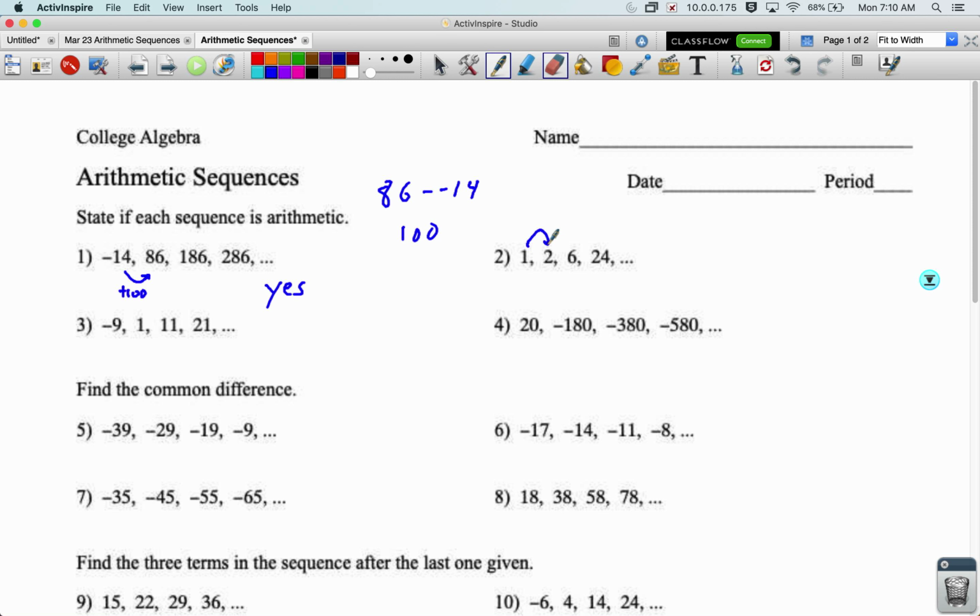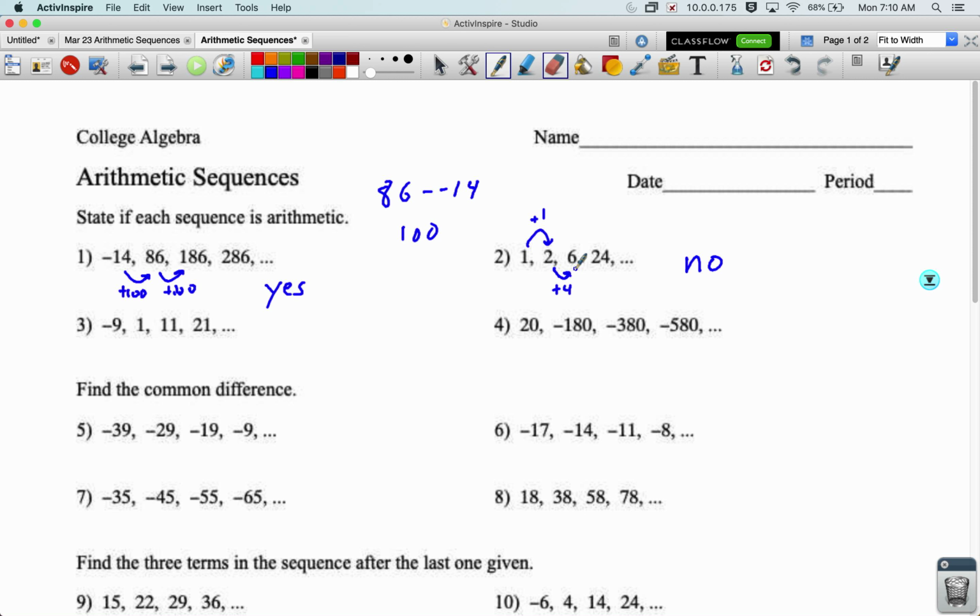Number 2 doesn't look like it's going to work as well. To get from 1 to 2, I add 1. But to get from 2 to 4, I add 4. Or to get from 2 to 6, I add 4. Those don't match. It's not the same number each time. Like over here it's plus 100, plus 100, plus 100. So yes, it was arithmetic. This one here it's plus 1, plus 4, then it looks like it's plus 18. This one is just a no.